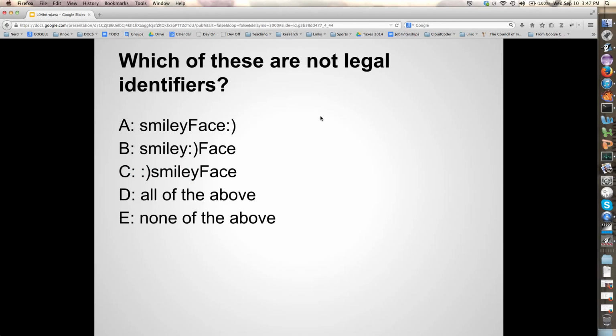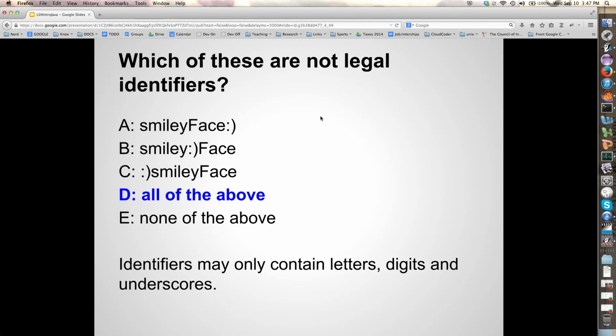How about these? Which of these are not legal identifiers? So, again, go to Moodle, answer it. Okay, all of the above. None of these are legal identifiers. You can't have semicolons or colons or parentheses inside a valid identifier in Java anywhere. It can't be at the end, it can't be in the middle, it can't be at the beginning. None of those are allowed, so none of these are legal identifiers.